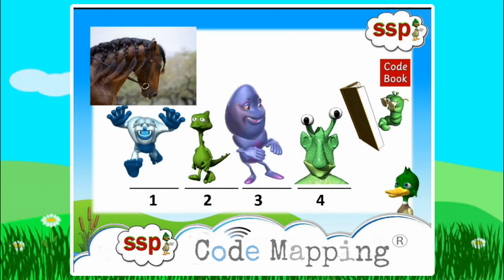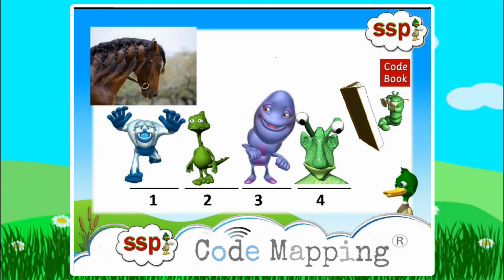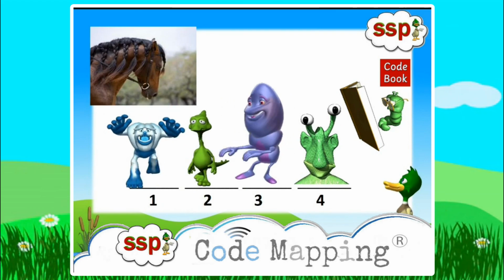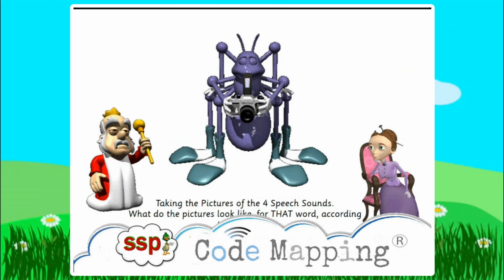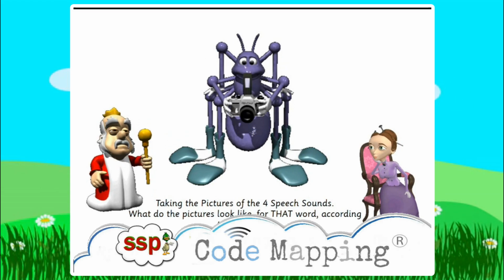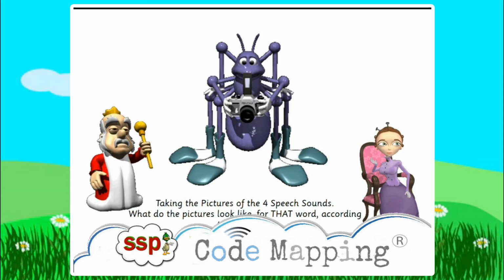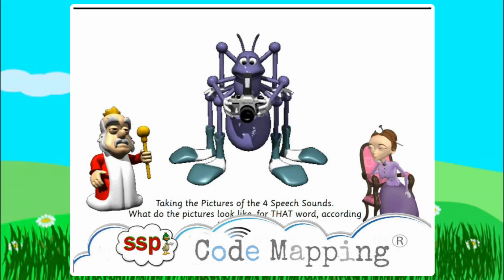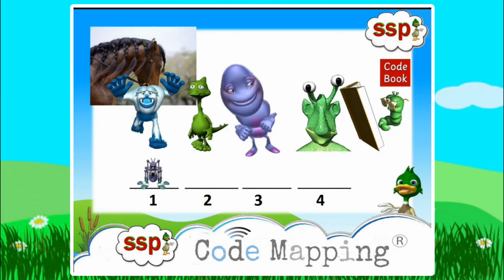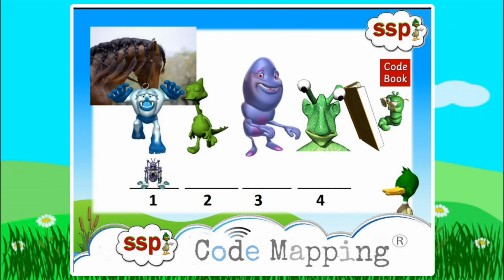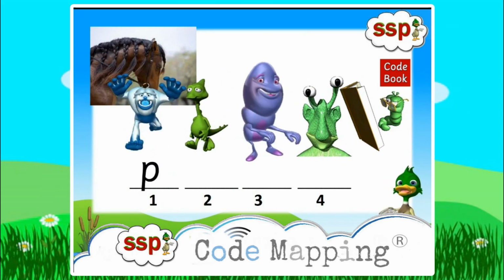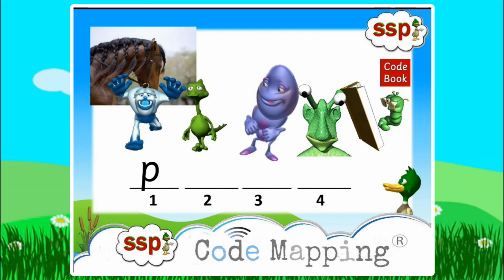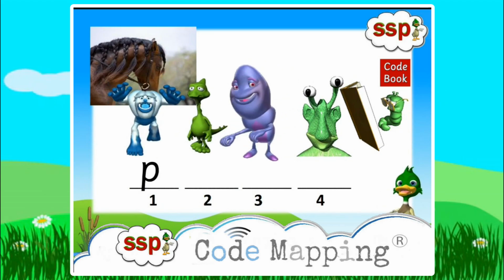P-L-A-T, plat. There are the monsters, standing on the right speech sound lines. And if the magic speech sound camera takes the pictures of those 4 speech sounds, what would the pictures look like for that word according to the book? What does the picture look like? There you go. There's the picture for P in the word plat.